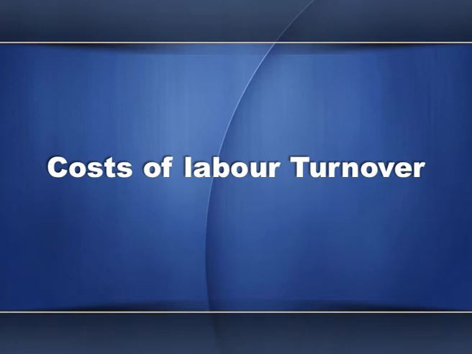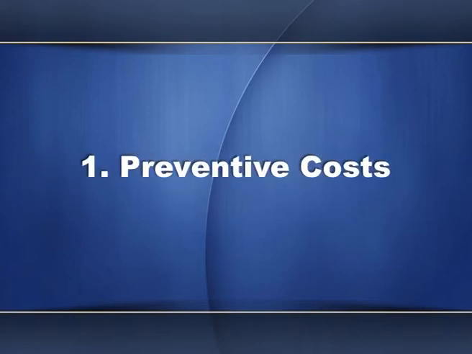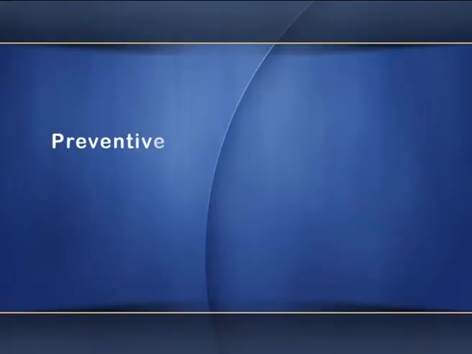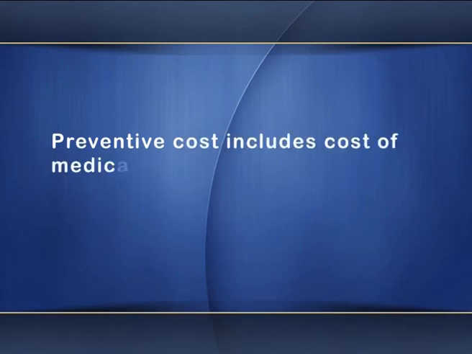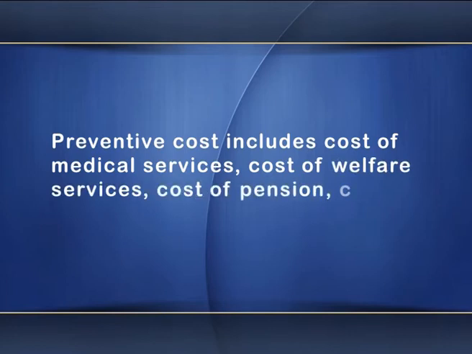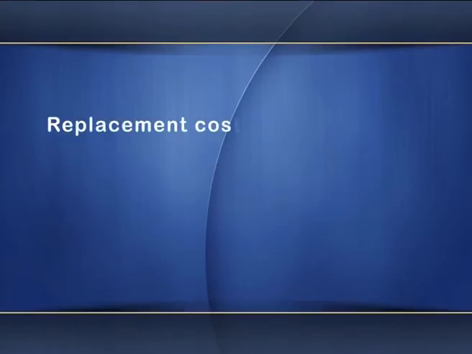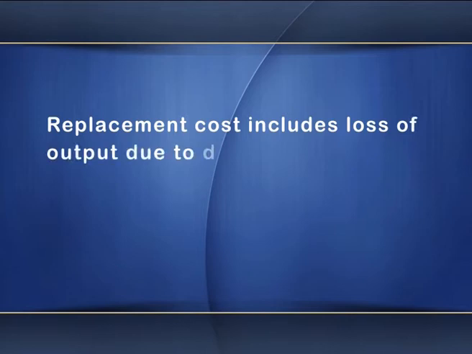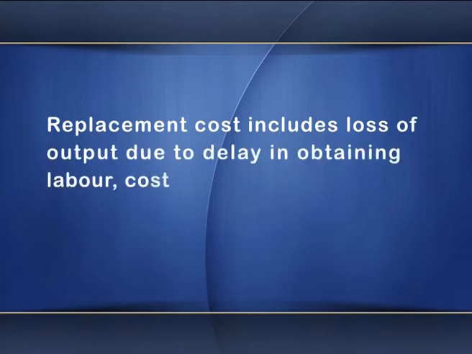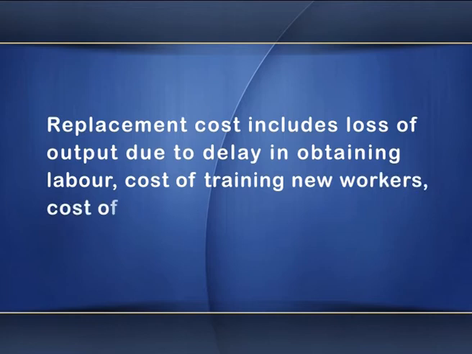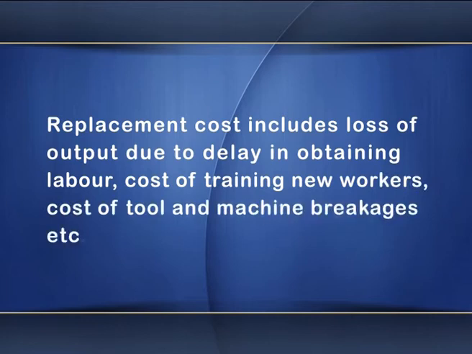Costs of labor turnover. 1. Preventive costs. Preventive costs are incurred to make the worker satisfied. Preventive cost includes cost of medical services, cost of welfare services, cost of pension, cost of gratuity, and so on. Number 2. Replacement costs. Replacement costs include loss of output due to delay in obtaining labor, cost of training new workers, cost of tool and machine breakages, and so on.